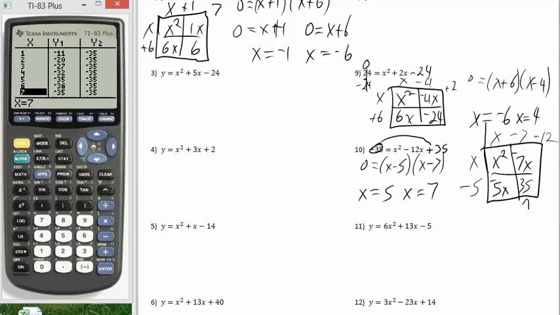Okay? So if you would like to try to do more of these by hand, if you're good at the factoring, it's very good to figure that out. If not, you're more than welcome to do them in the calculator. But I do want you to go ahead and work the rest of these. All right. Thank you.